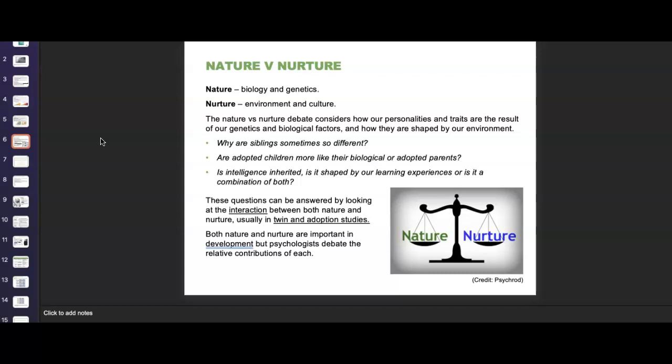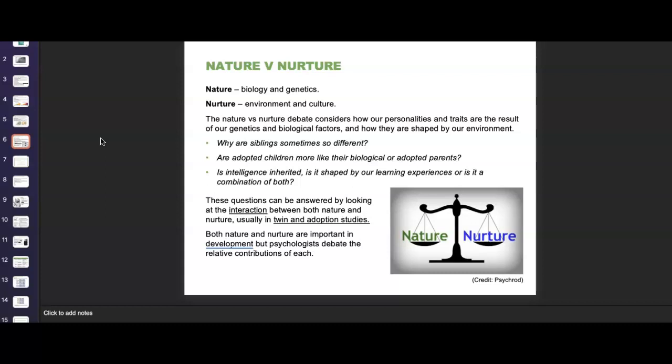They allow us to ask questions like, why are siblings sometimes so different? Are adopted children more like their biological or adopted parents? Is intelligence inherited, or is it shaped by our learning experiences, or is it a combination of both? Question 1 for chapter 9 is going to ask you to pick a trait that you believe is a combination of both nature and nurture. So you may take this example of intelligence, and you might give detail of how it's influenced by our biology and our genetics, and on the flip side, how it's influenced by our environment and our culture.